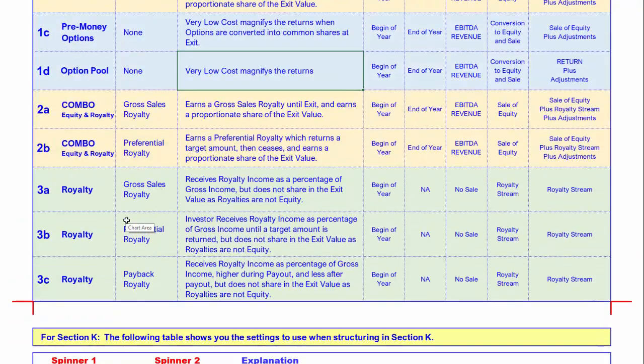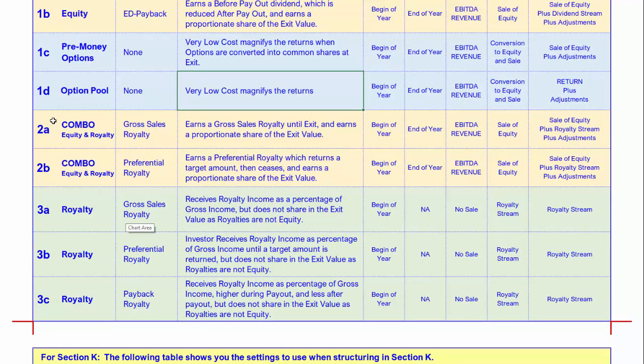Now we're going to get into the fun. I'm going to just tell you quickly the two differences here. A combo could be equity plus a gross sales royalty. So you earn a gross sales royalty until exit and earns a proportionate share of the equity or the exit value. The other one is a combo, which is a preferential royalty. It earns a preferential royalty which returns a target amount, then ceases and earns a proportionate share of the exit value.